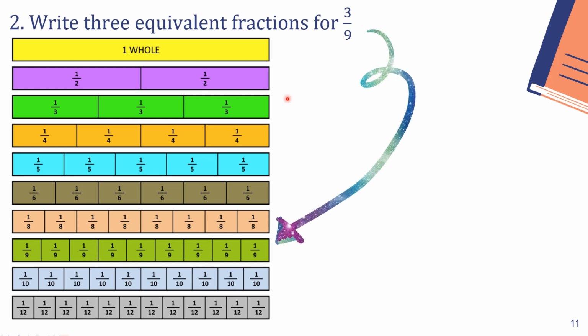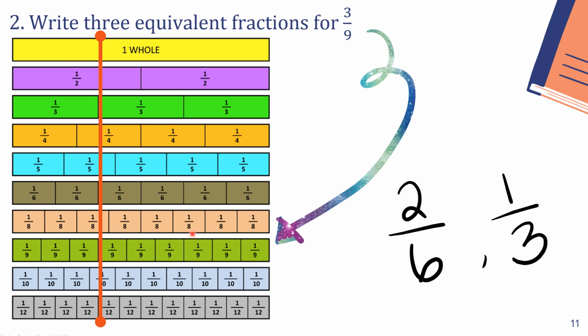Then I'm going to draw a line, and then I can match up with the other colors and say, okay, here's an equivalent fraction. You can see it matches up perfectly right here with 1/3. So 1/3 is an equivalent fraction. If you scoot on down, you can see 2/6. On this brown strip, we have 2 of the 1/6 pieces, so that would be 2/6. And even down at the bottom, 4/12 would be an equivalent fraction. But I'm just going to grab 2/6 and 1/3.